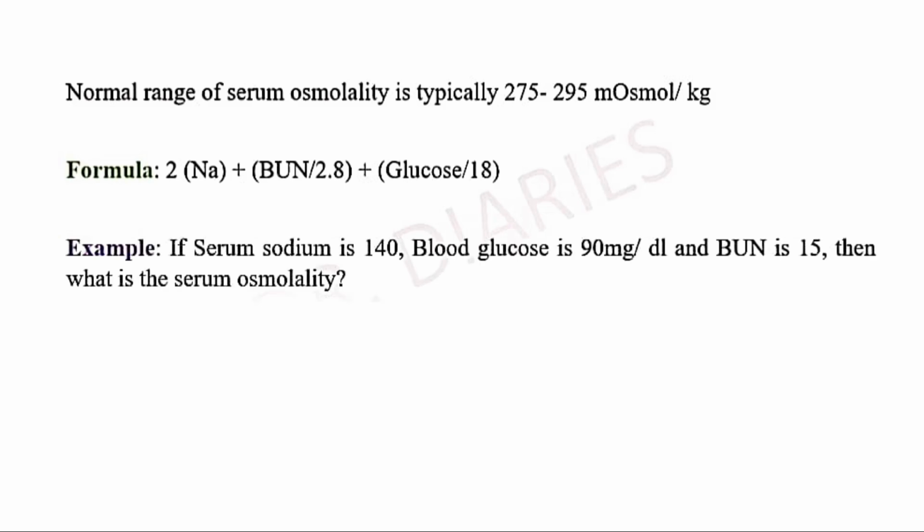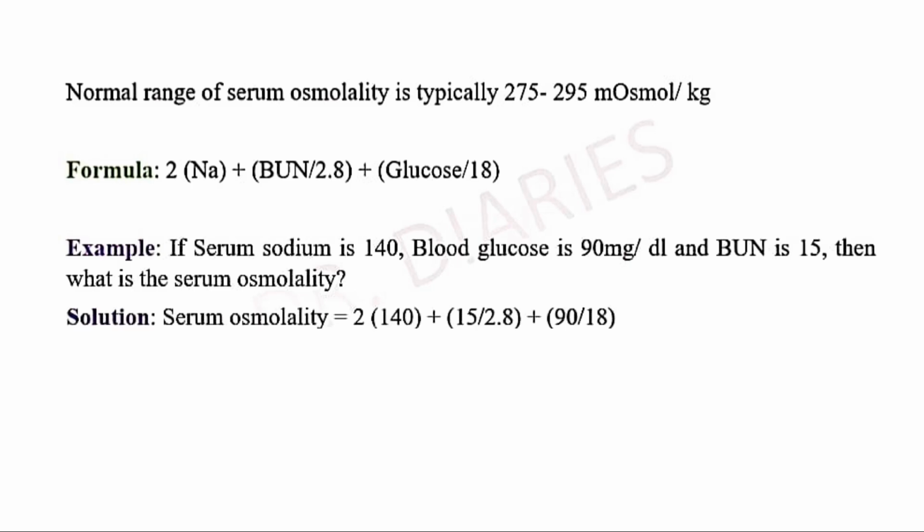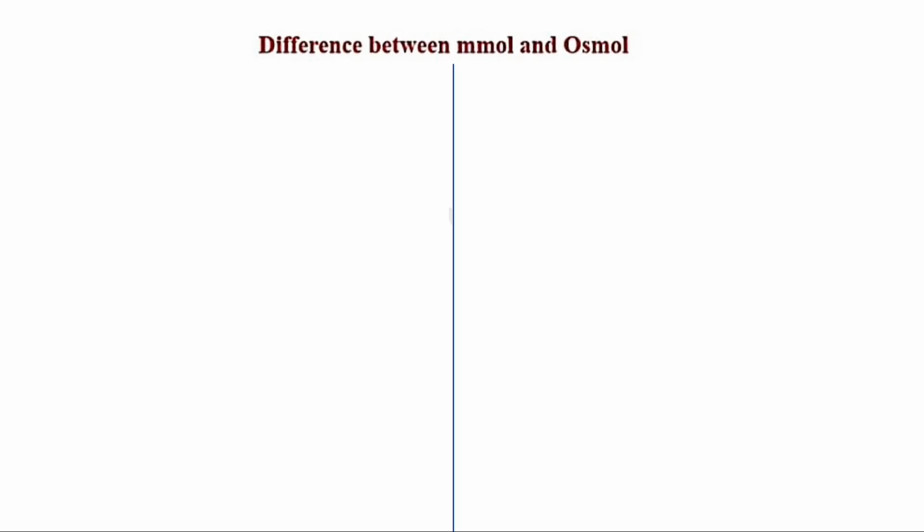For example, if the serum sodium is 140, blood glucose is 90 milligrams per deciliter, and blood urea nitrogen is 50, then what is the serum osmolality? By putting all the above-mentioned numbers in the formula, the serum osmolality of this particular example is 290.36 milliosmoles per kilogram. What is the difference between millimole and osmole?